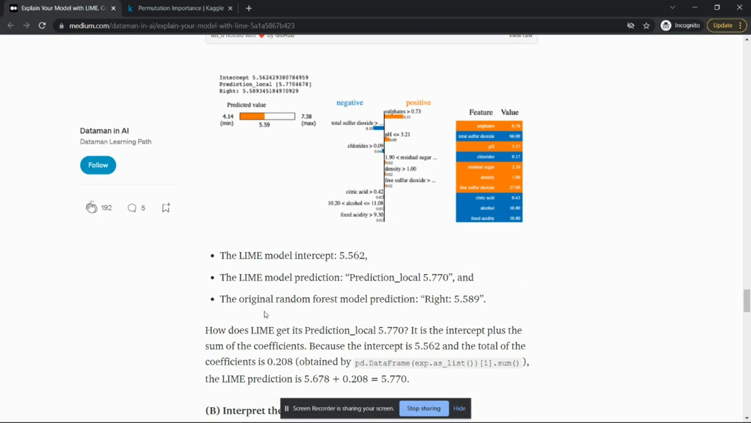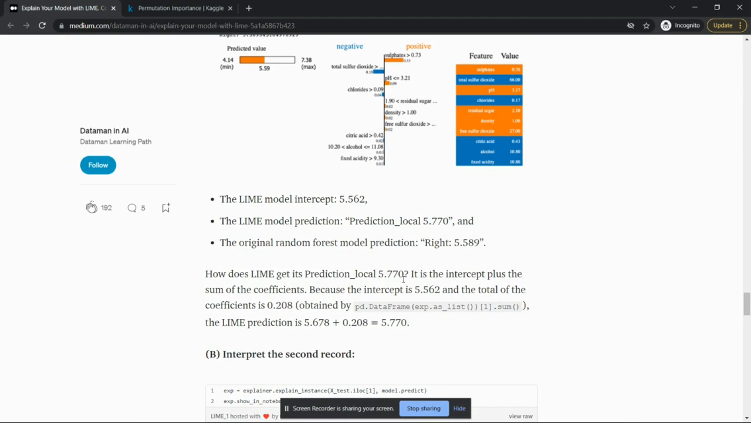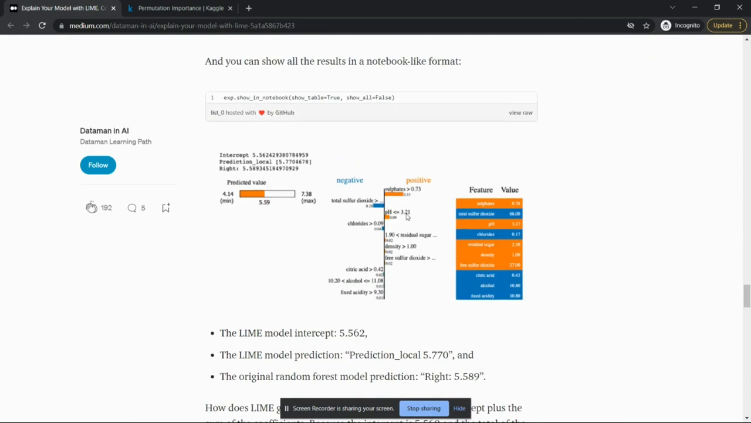The LIME model prediction and the original random forest, in our case it was XGBoost, are shown. So how does LIME get its local prediction? It is the intercept plus the sum of the coefficients. So we see that it just fits a local model in the vicinity by generating new samples of the point where the prediction is being examined.